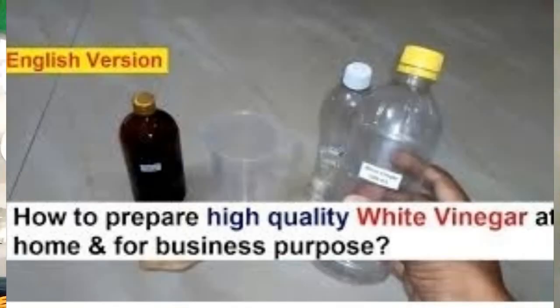Vinegar. Take 200 ml acetic acid, add 300 ml DM water or RO water in that. Now your white vinegar is ready. So what do we have to mix? Acetic acid and water. Now your white vinegar is ready. It is pure white vinegar.